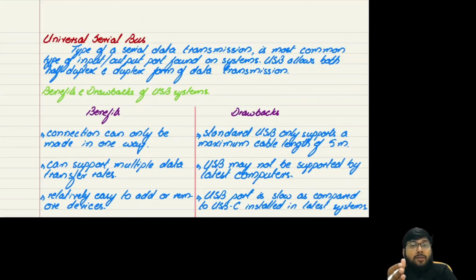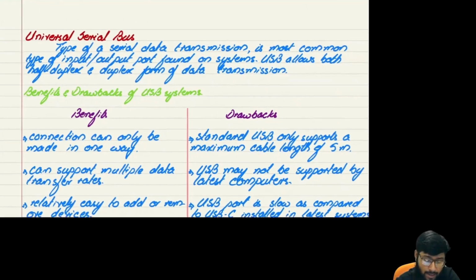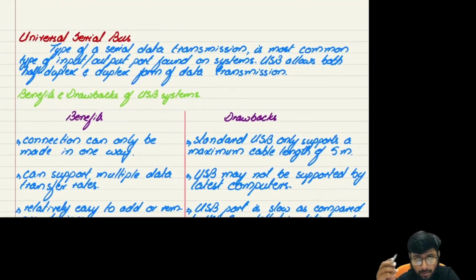In modern computers we have moved to Type C as well, but the course outline hasn't been updated till now, so we are studying about USBs over here. You might see it's written over here, type of serial data transmission, because it's Universal Serial Bus. In the last session we discussed that serial transmission is much more accurate because the data is transmitted bit by bit, so there will be less chance of data collision. So serial transmission is the most common type of input output port found on systems.